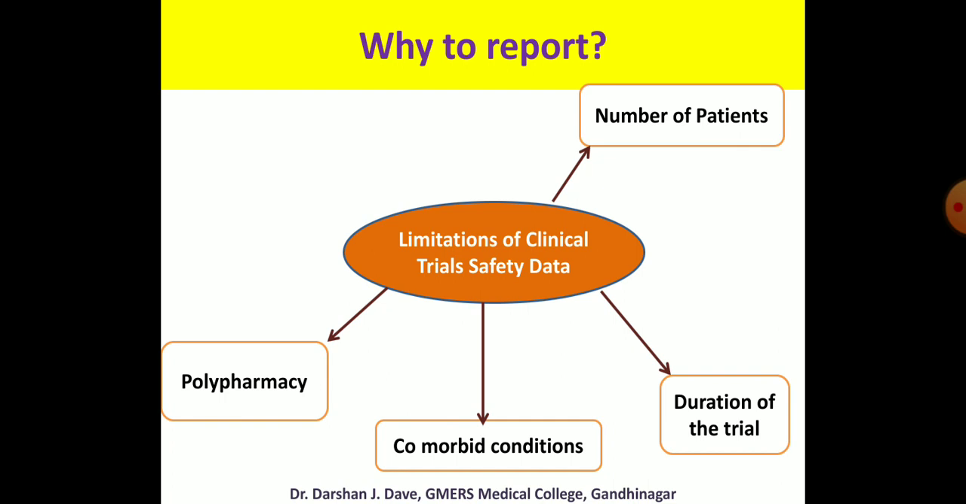So there is a very important relationship between the number of drug prescriptions and the chances of occurrence of adverse drug reaction. As the number of drugs prescribed increases, the occurrence of adverse drug reaction also increases.